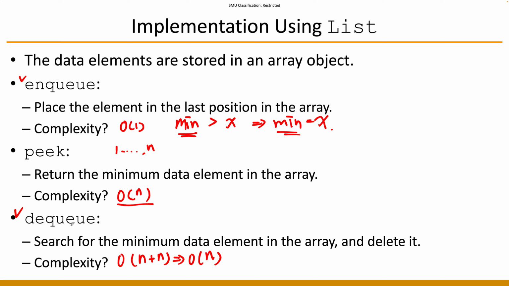And of course, during the DQ process, you have to remove that minimum data, right? So what you will do is look for the second minimum data, the second smallest element. That will be the new minimum, right?